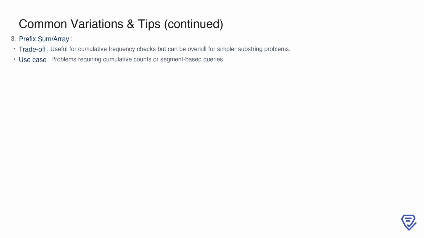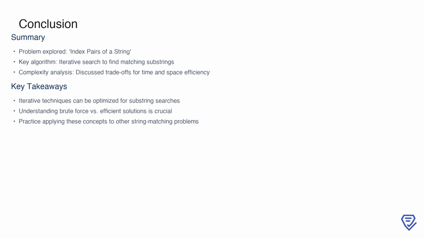Another alternative approach is to use prefix sums or prefix arrays. These are especially useful for problems that involve cumulative frequency checks or segment-based queries, as they allow you to pre-process data for faster lookups during the main computation. However, prefix sums can sometimes be overkill for simpler substring problems, where a more direct approach might suffice. The key is to understand the trade-offs and choose the method that best aligns with the problem's constraints and goals. By mastering these techniques and knowing when to apply each one, you can tackle string problems with greater confidence and efficiency.